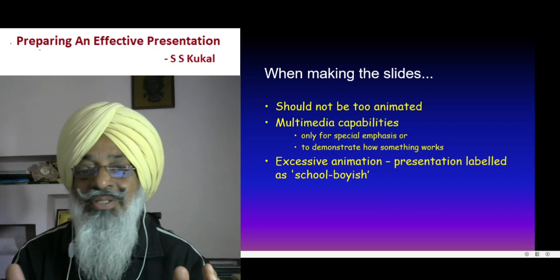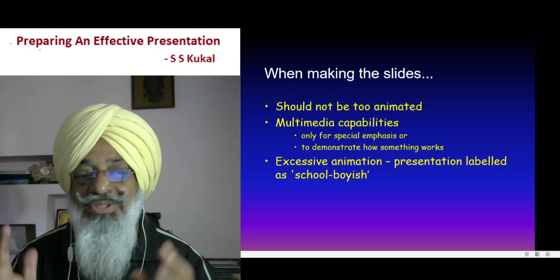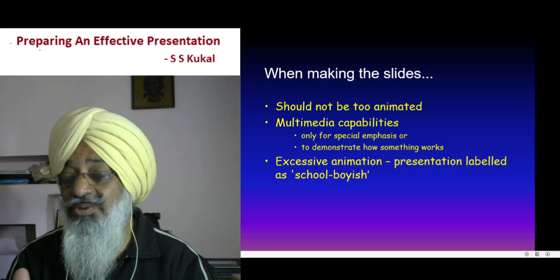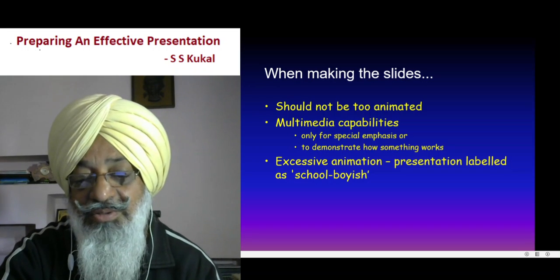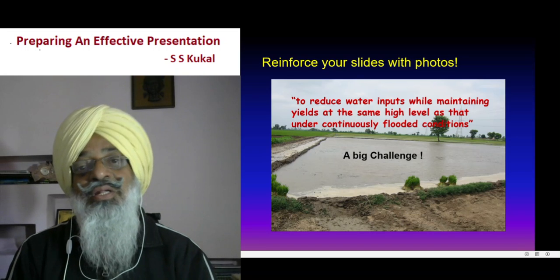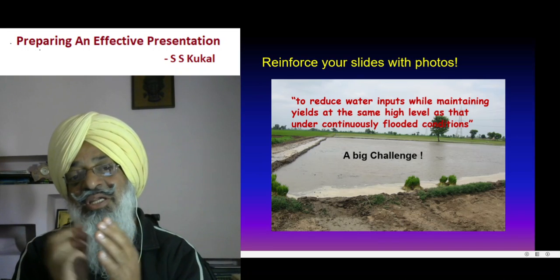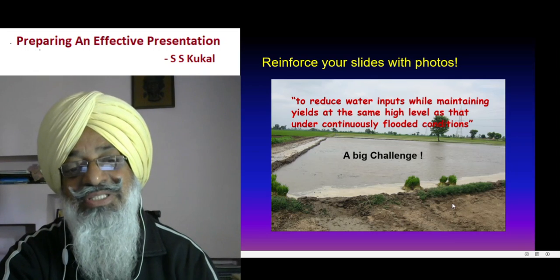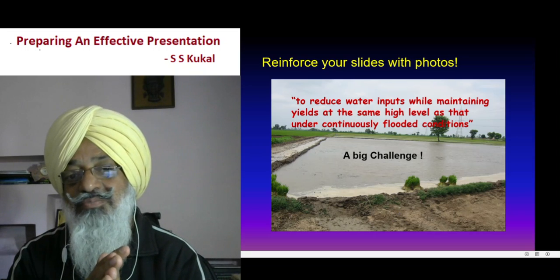So whenever you are going for a serious presentation, maybe for business, maybe for your research presentation, maybe for education purposes, except primary classes, you should avoid animation. This is very important. Then this is again important, that your slide should be reinforced with photos. Here this photograph itself shows that I'm talking about puddling, I'm talking about rice transplantation.